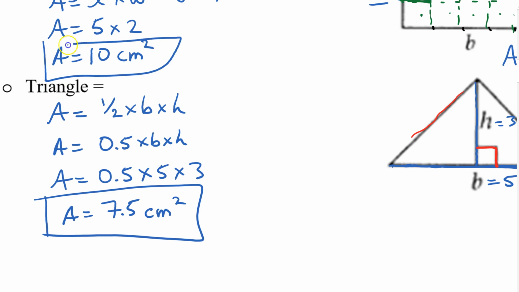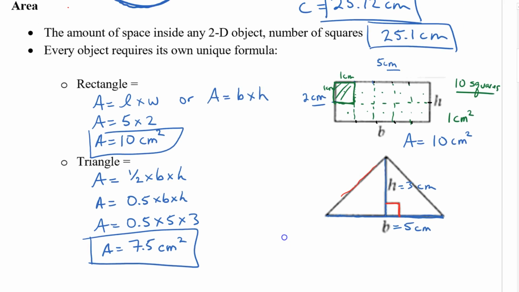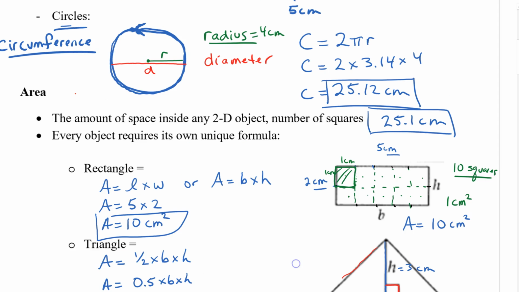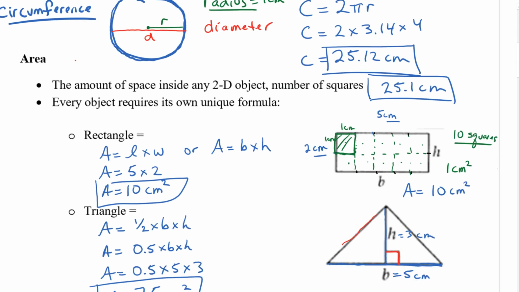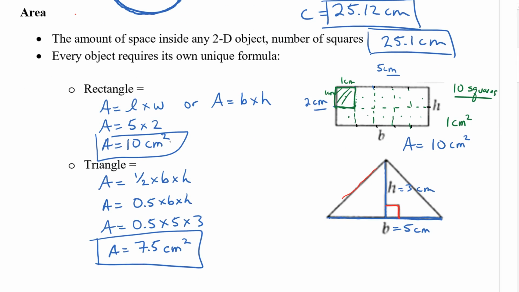That's something students often forget about. If you're talking about perimeter, you're talking about a length, like the distance around, and so your units are just going to be millimeters or centimeters or meters or whatever it is. But when you're doing area, the units are always squared.